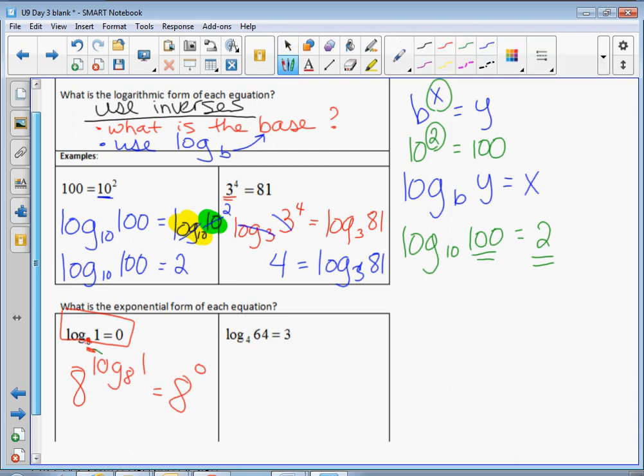When I have 8 raised to the log base 8, those cancel, so I'll just be left with 1 equals 8 to the 0 power. And that's true, 8 to the 0 power is 1. Anything raised to the 0 power is 1.